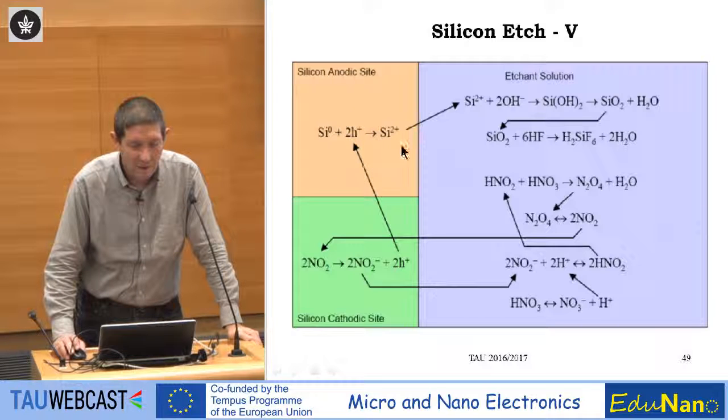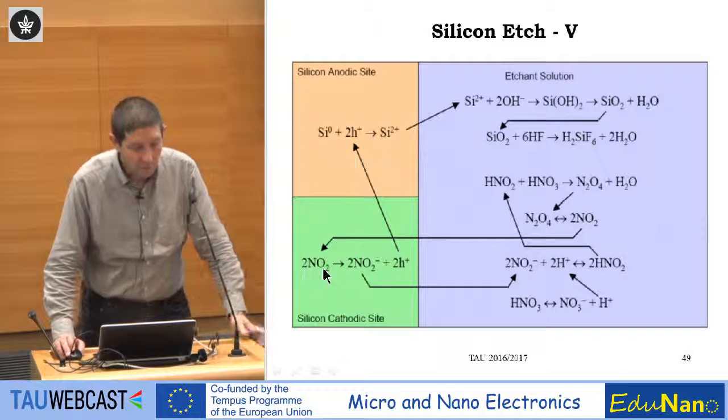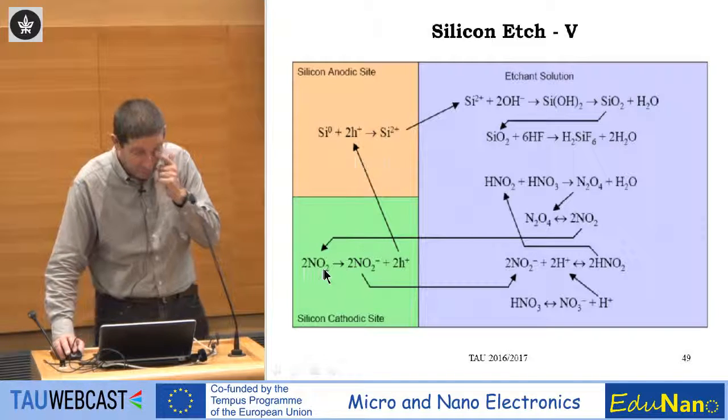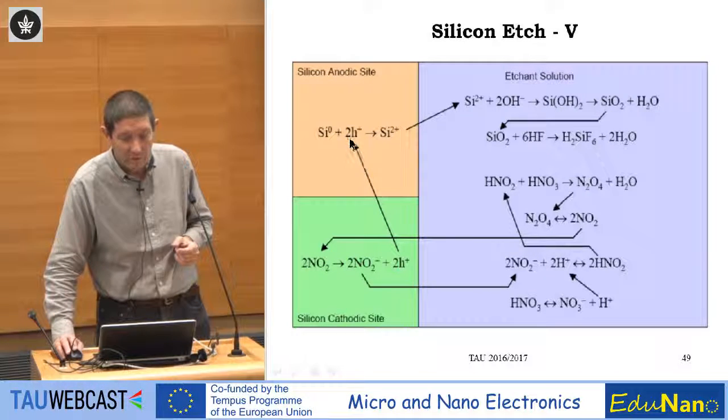This is the total chemistry. The end of the line is that silicon generates silicon ions going through this process, and the end result: you start with the oxidation of silicon, reduction of the nitric, sorry, it's NO2, not NO3 as I said before. There was a typo in the slide, we need to fix it. So the result is 2 holes here, 2 holes here.